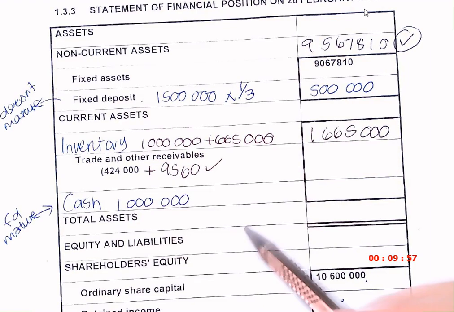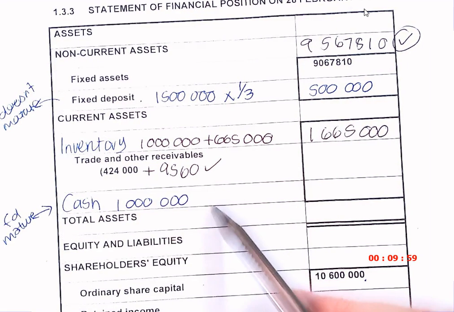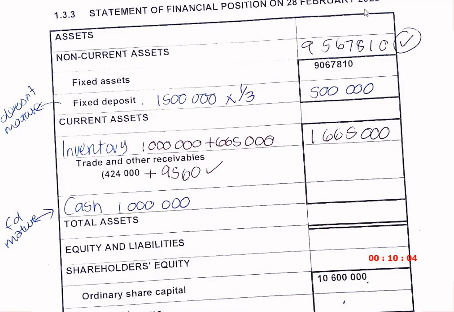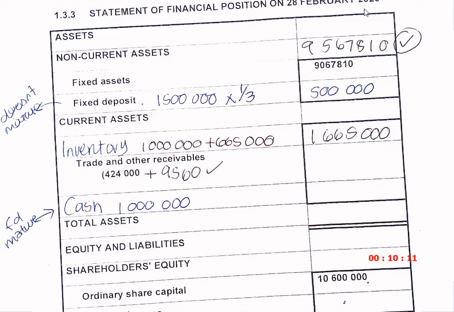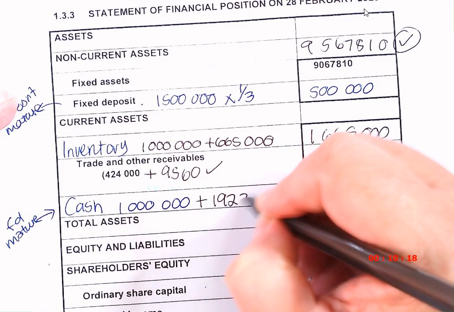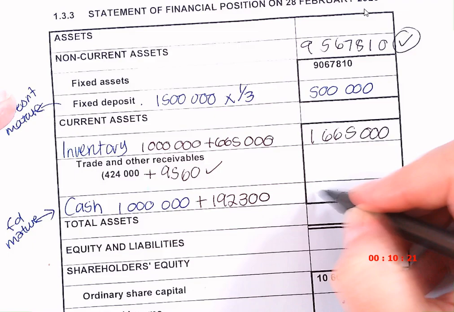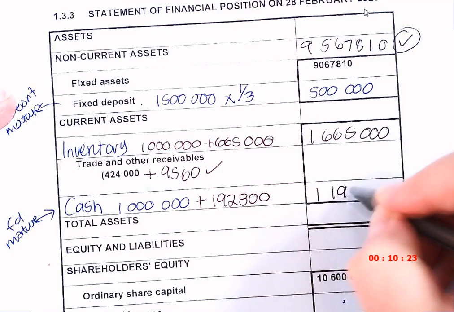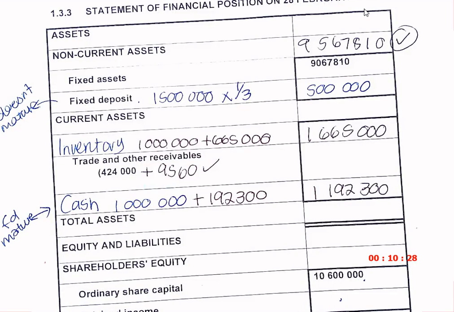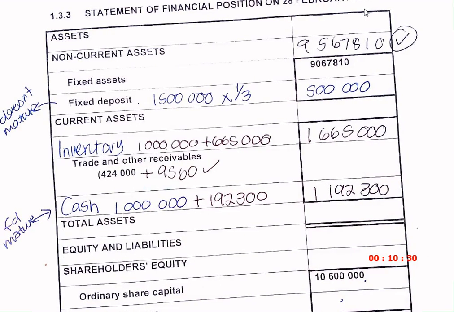I can't do my receivables yet. Can I finish my cash? Yes, because my cash told me I have a balance of, they didn't say, did they? Cash: 192,300. So this gives me 1,192,300. I can't do the receivables because I need to do my net profit.